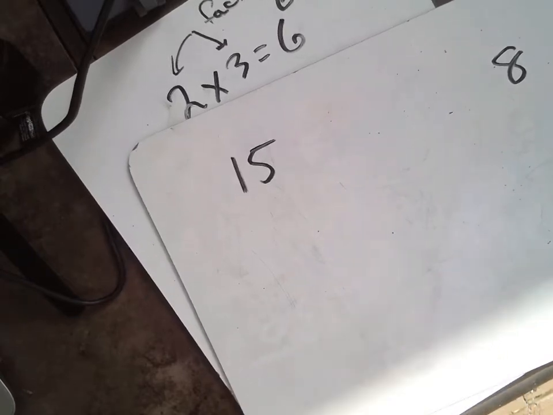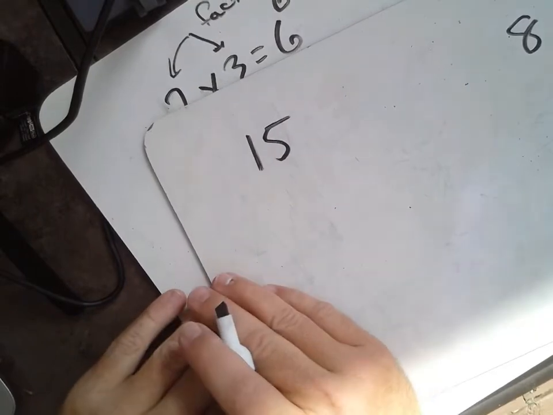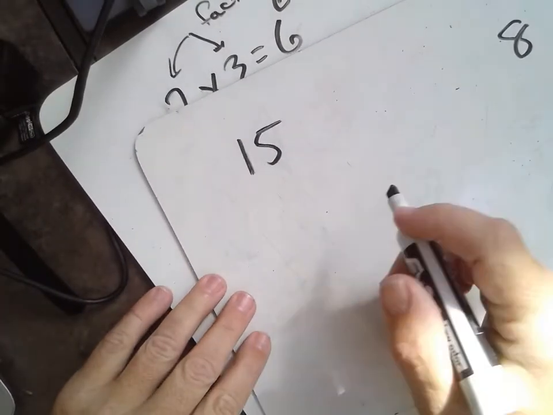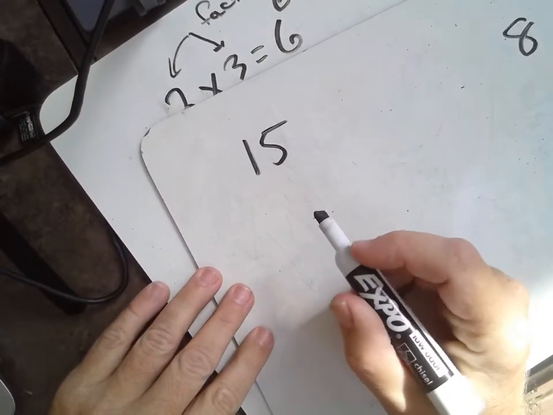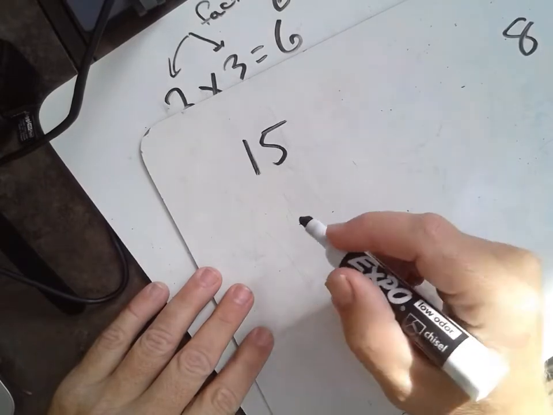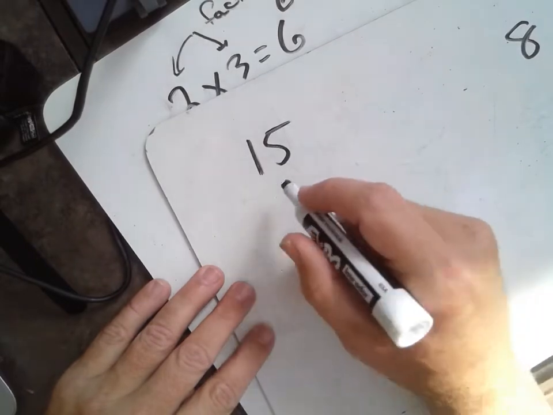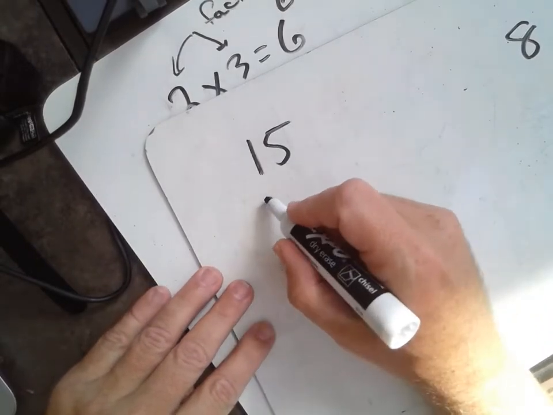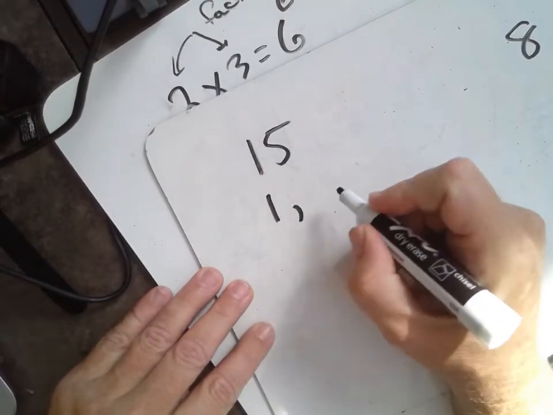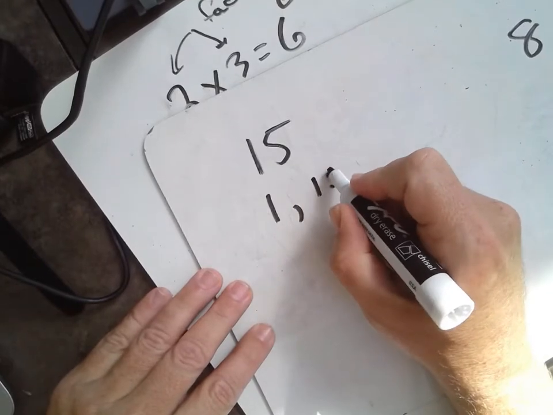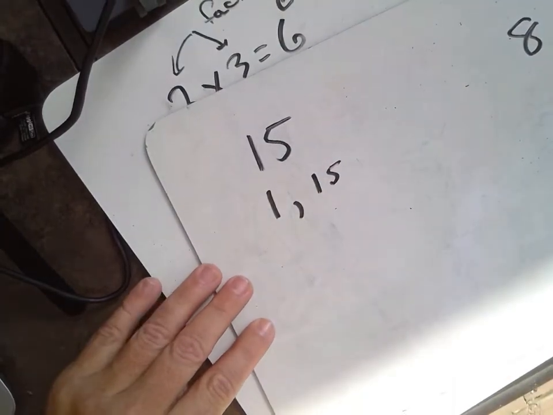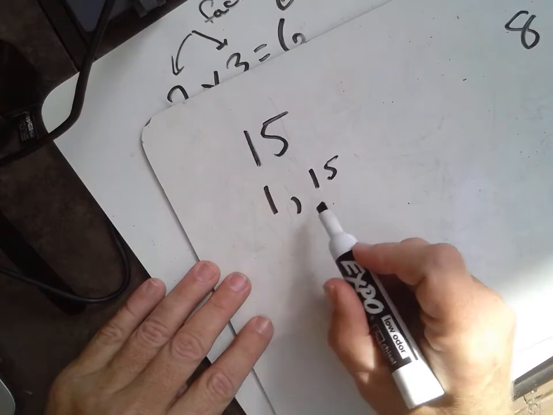Okay, so first we're asking about the factors of 15. When I'm thinking of the factors of 15, I need to think of numbers that divide evenly into 15. Your multiplication chart might help with this. Like I said before, I know the number 1 and the number itself are factors of every single number. So I know that 1 and 15.